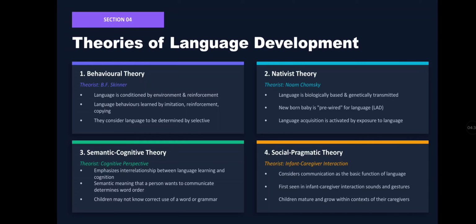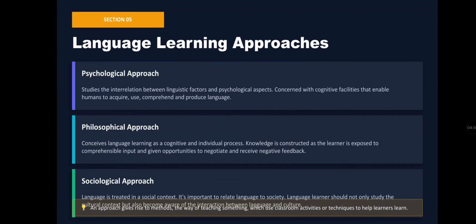And the fourth one is social pragmatic theory, by infant-caregiver interaction. It considers communication as the basic function of language. First seen in infant-caregiver interaction, sounds and gestures. Children mature and grow within the context of their caregivers. Now let's move ahead with section 5, which is language learning approaches. They are further divided into psychological approach, philosophical approach, and sociological approach.